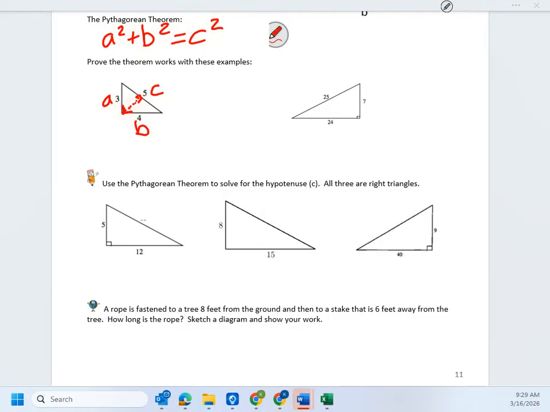So because this is an example, we know all three side lengths. We're going to see how this works. A squared, so that would be 3 squared, plus B squared, so that would be 4 squared, equals C squared, so that would be 5 squared. Let's see if that truly works. What is 3 squared? Nope, it is not 6. Because remember, we have to multiply. So what should it be, Moses?